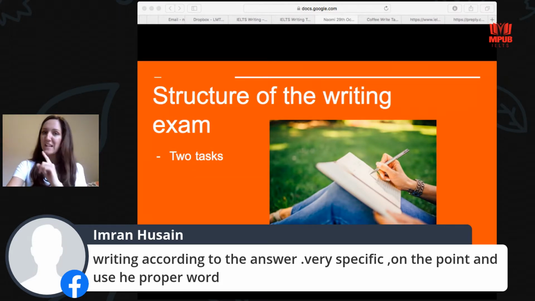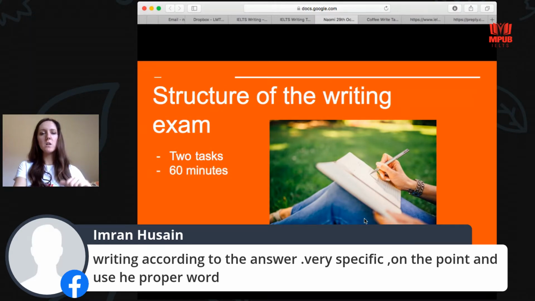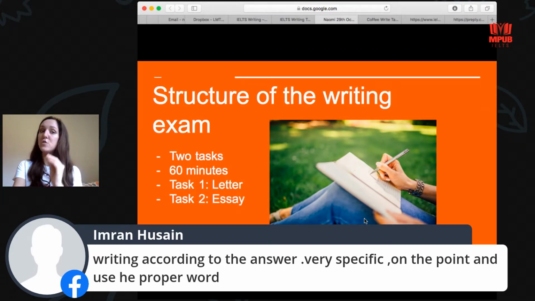Imran is also saying task 1, graph or table. Great for the academic IELTS. Great. So let's go to the next one. So we've got 2 tasks. This is just very general, right? This is for the general IELTS exam. You have 2 tasks, 60 minutes.